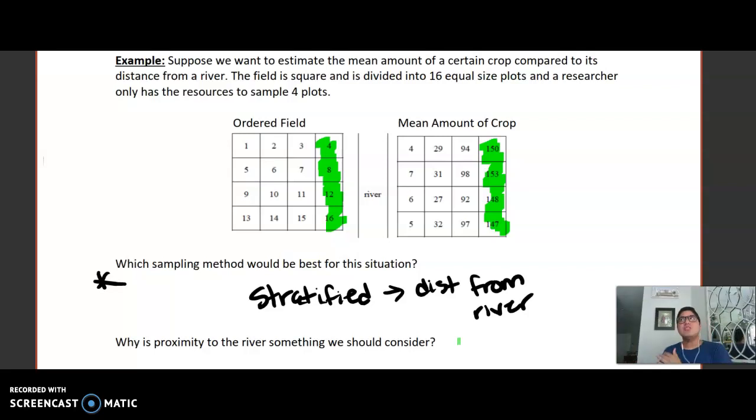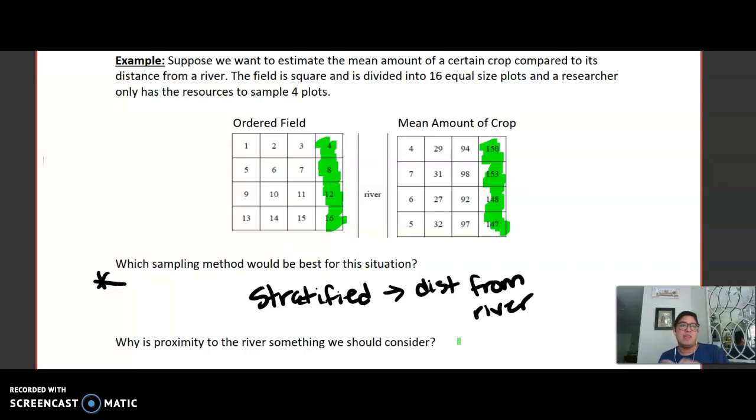Meaning that the closer to the river they are, usually there's going to be more yield, and that's just because of access to water, maybe the sun hits better there, maybe the soil's more fertile because of the water. So this is something we should consider because if we did a cluster sample and we just clustered the entire 4 plots next to the river, we might say, yes, let's go plot the crops right here.